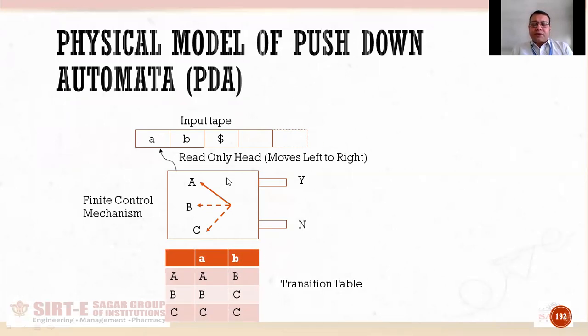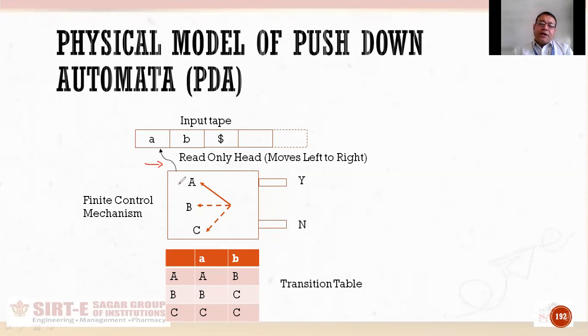In this physical model of finite state machine, if you can see, there is an input tape on the top of this machine, in which the input string is written from left to right, and this dollar symbol symbolizes the end marker. That means here the string is getting to its end. Okay, and a read only head is used to read the string. This is the read only head, which is used to read the string from left to right. It moves from left to right and it reads one symbol at a time.